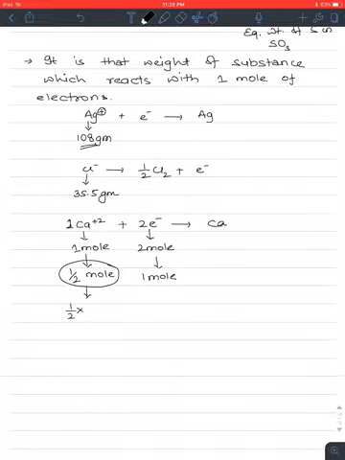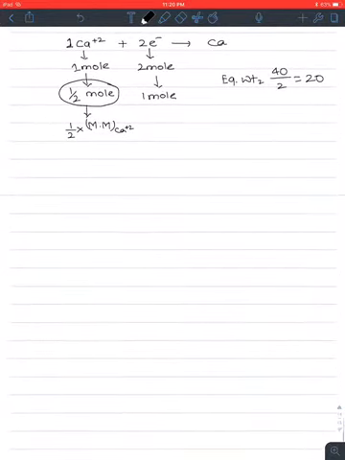So this can be written as 1 by 2 into the molar mass of calcium, right? So in this way we can find the equivalent weight. That means the equivalent weight of calcium in this case will be the molar mass of calcium, that is 40, divided by 2, which is 20.